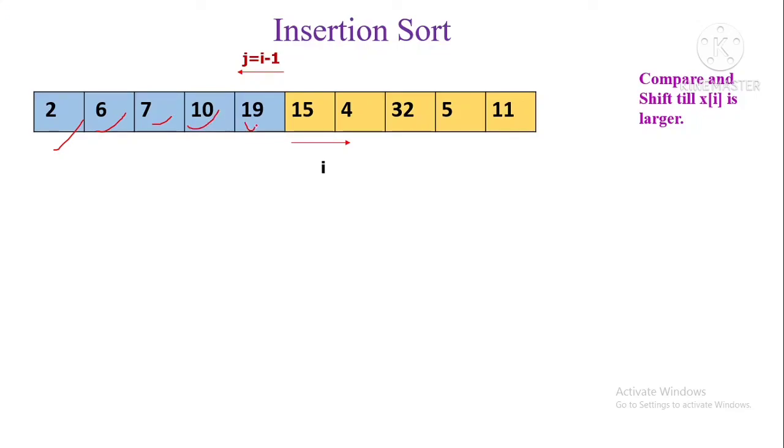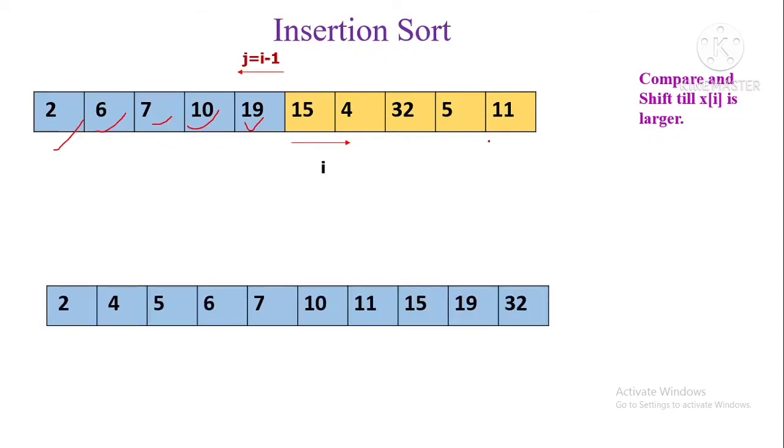The same way I have to choose this 15 and then 4, 32, 5, 11. If you are doing this continuously, then we will get this array which is sorted. So one by one we are going to choose an element from the unsorted array and we are going to insert that element in our sorted array. So this is how our insertion sort works.